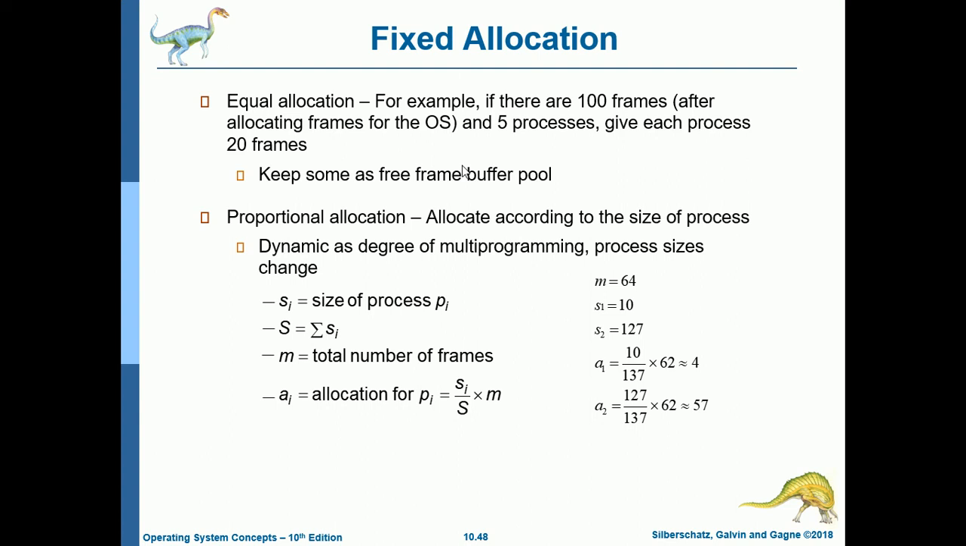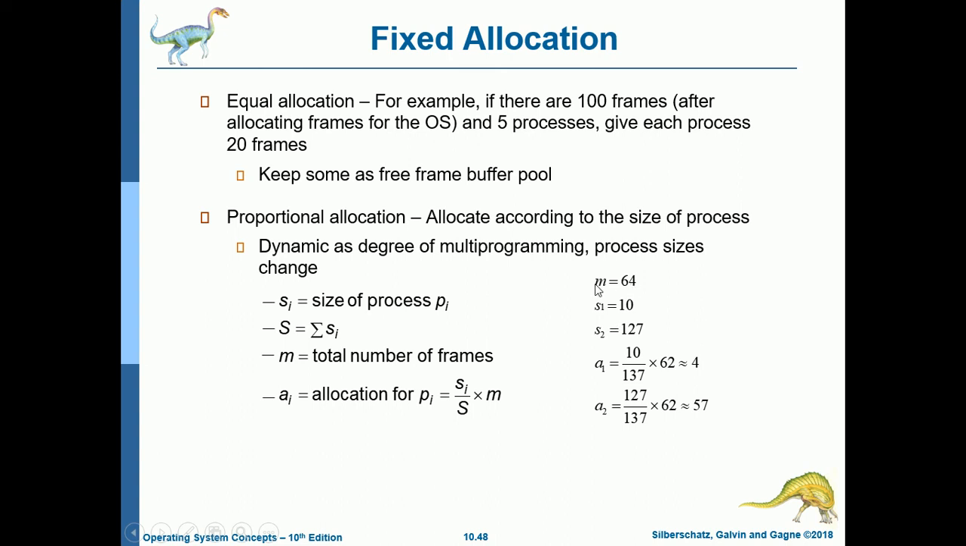What about proportional allocation? Allocate according to the size of the process, which is dynamic as the degree of multiprogramming and process sizes change. Let s sub i be the size of process P sub i, and S be the summation of the sizes of the processes, S sub i. M is the total number of frames, and a sub i, the allocation for P sub i, is equal to s sub i over S times M.